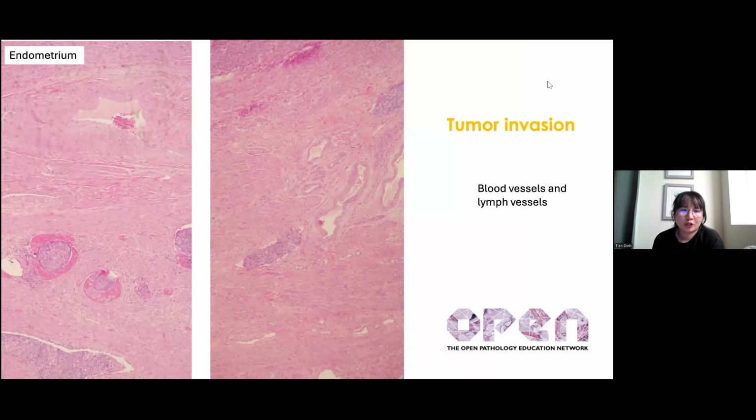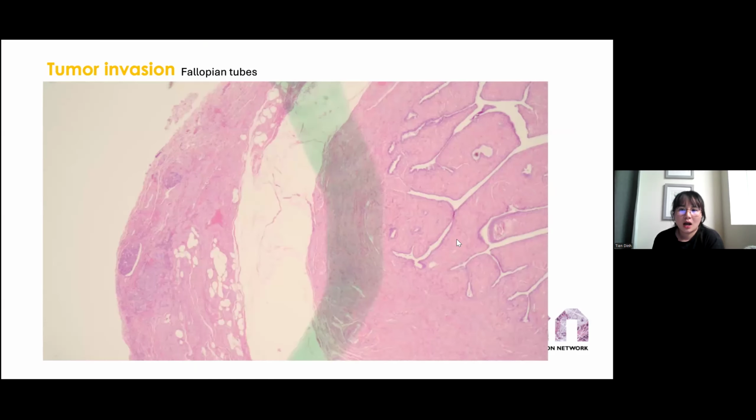This is another picture showing that this tumor has already invaded into the blood vessel over here and the lymph vessels on the right. This is the picture of the fallopian tube. We can see the plica that fill up the lumen, and the tumor has already invaded into the surrounding connective tissue of the tube.